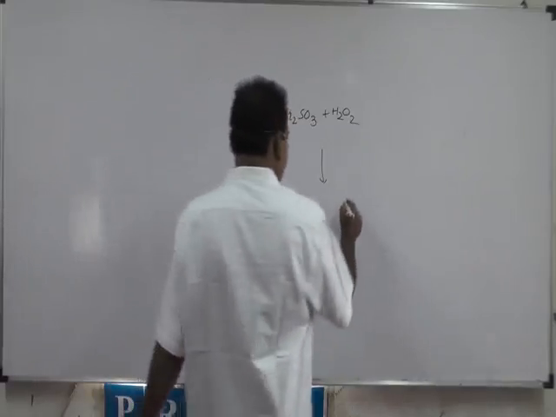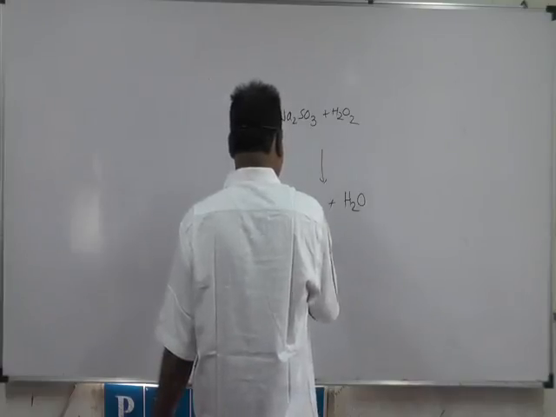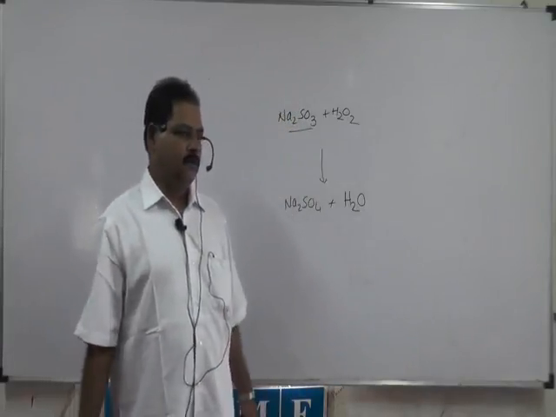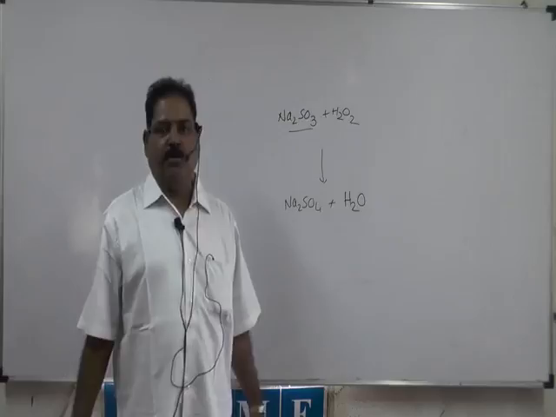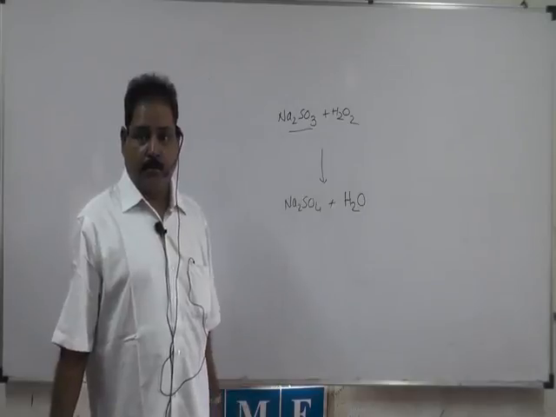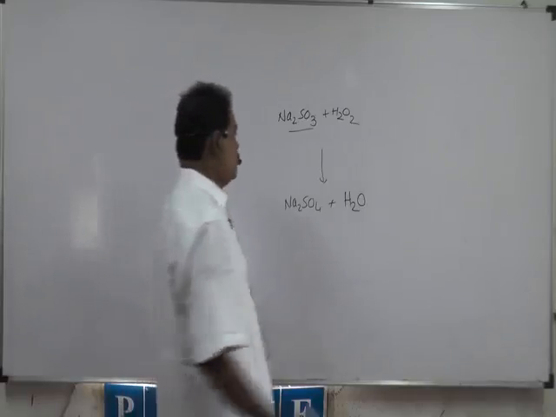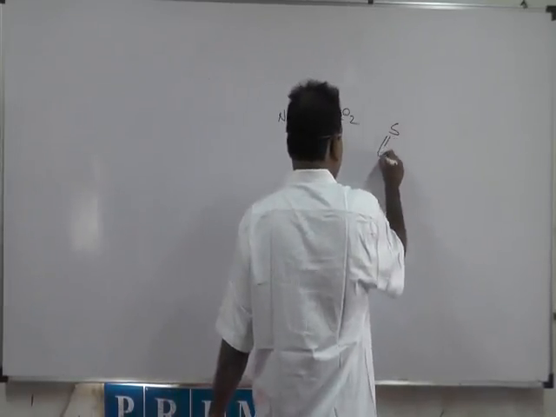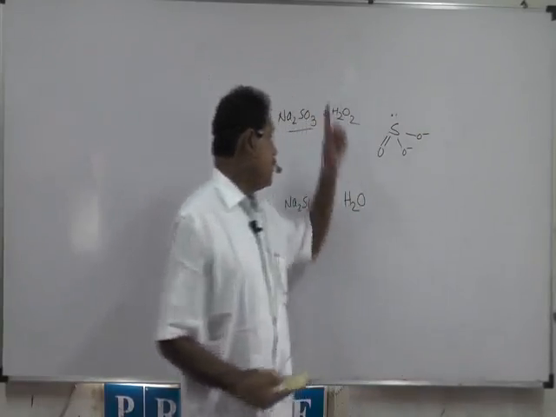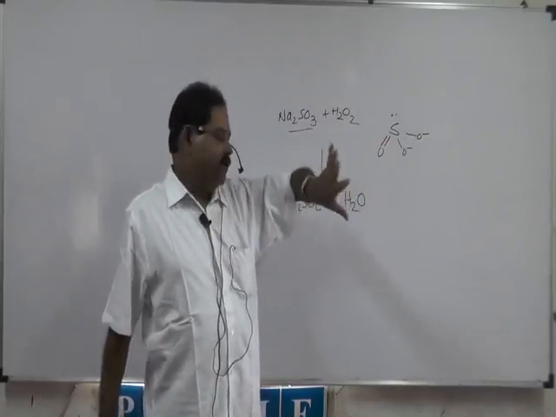H2O2 wants to become H2O, losing an oxygen. Na2SO3 becomes? Why has this change taken place? Sulfite wants to become sulfate. Why? Donate the electron. You're right. Sulfite wants to get rid of the lone pair. Sulfite has a lone pair, so it wants to become 8.